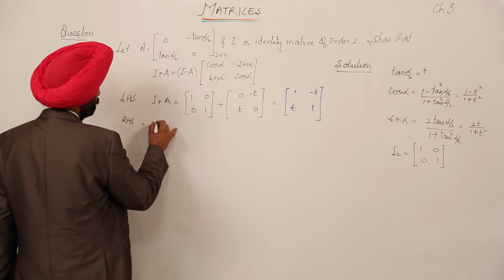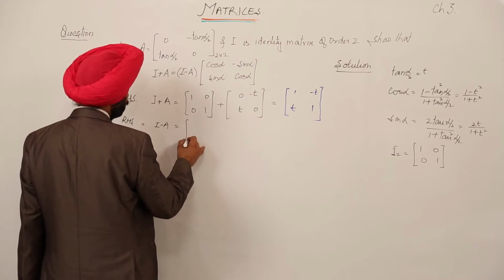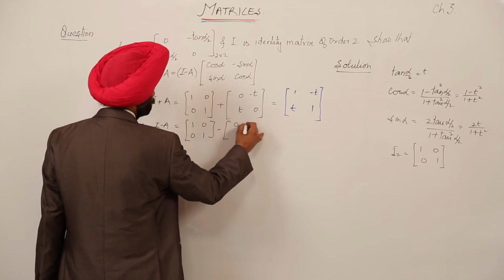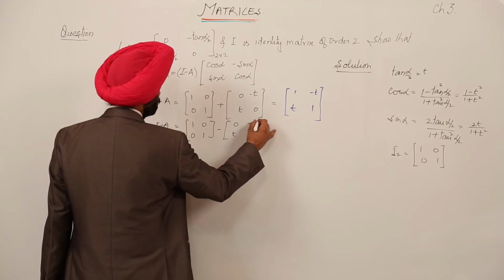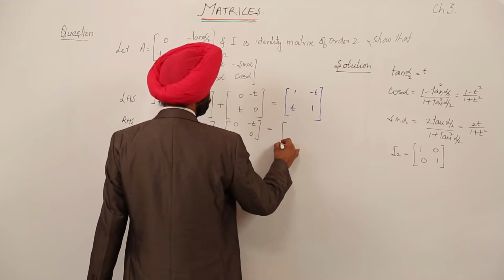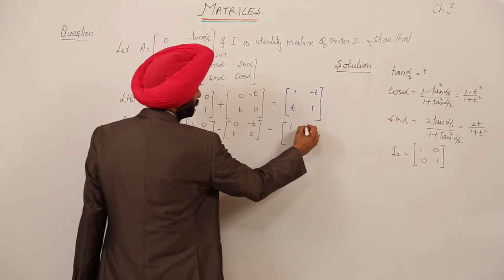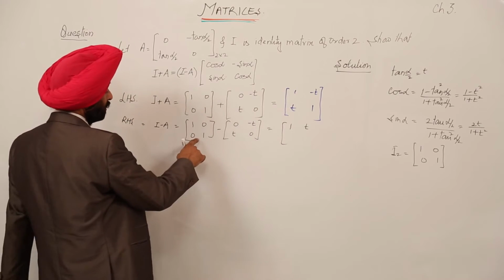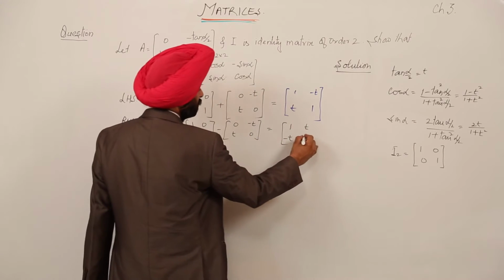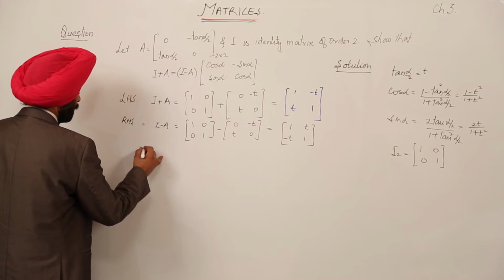Right hand side is equal to I minus A first. Let's solve this part first. I minus A is equal to 1 0 0 1 minus again A, 0 t, minus t 0. And this becomes 1 minus 0, 1, 0 minus minus t, it is positive t, 0 minus t, and 1 minus 0, 1. Is it okay?